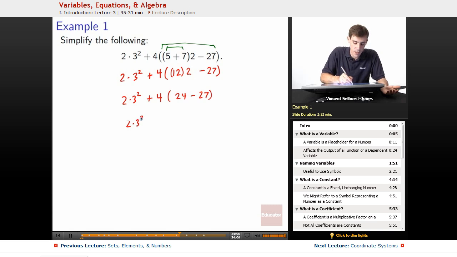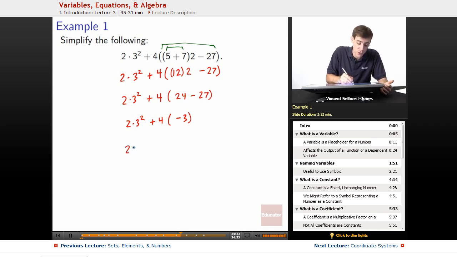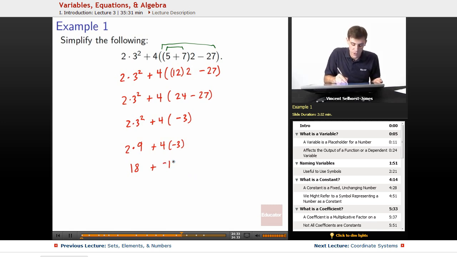2 times 3 squared, still working inside of these parentheses. 24 minus 27 becomes negative 3. Now we've got 4 times negative 3, so now there's no longer anything to happen inside the parentheses. So what's next on the order of operations? Parentheses, then exponents and roots. So 2 times 3 squared, 3 squared is 9, plus 4 times quantity, negative 3. Next we've got multiplication, so multiplication, 18, plus 4 times negative 3, negative 12.